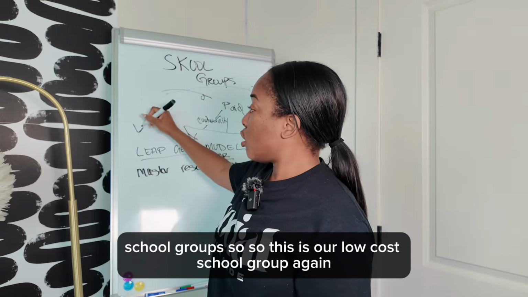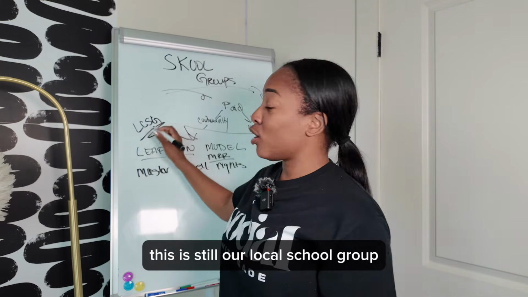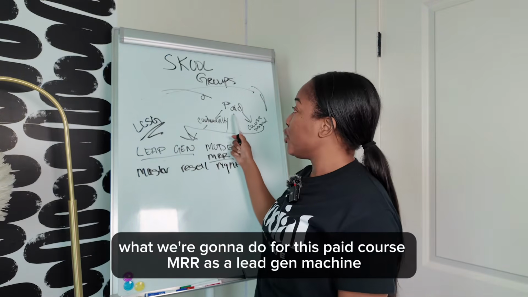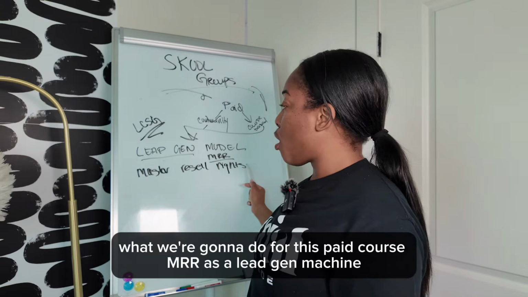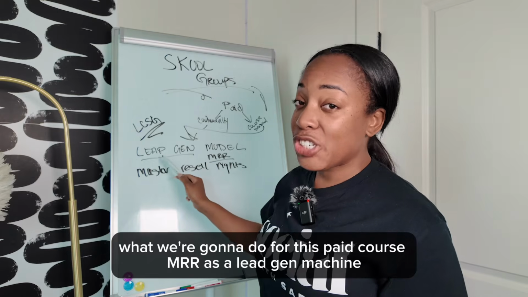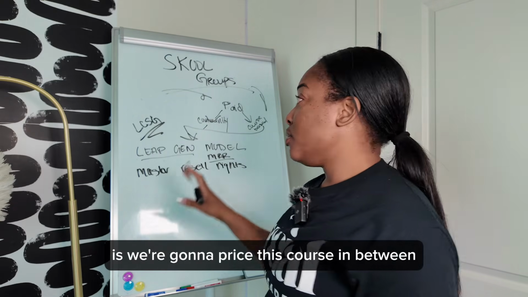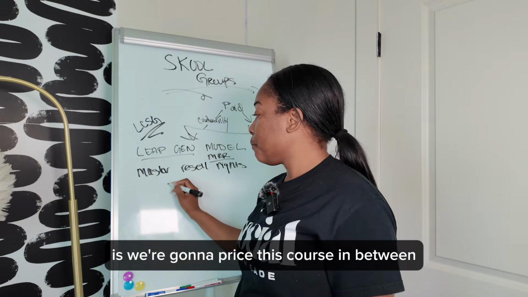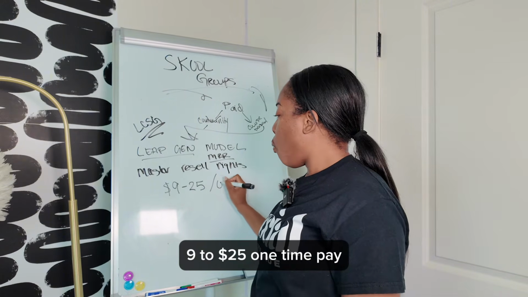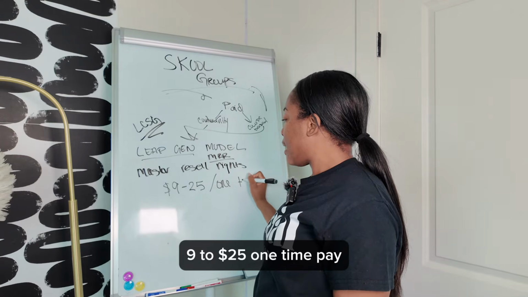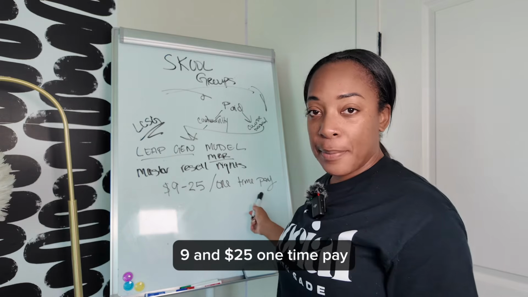So this is our low cost school group. Again, this is still our low cost school group. What we're going to do for this paid course, MRR, as a lead gen machine is we're going to price this course between $9 to $25, one time pay.